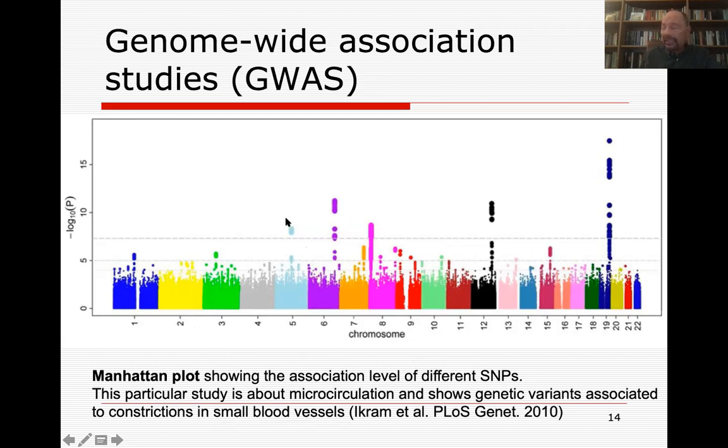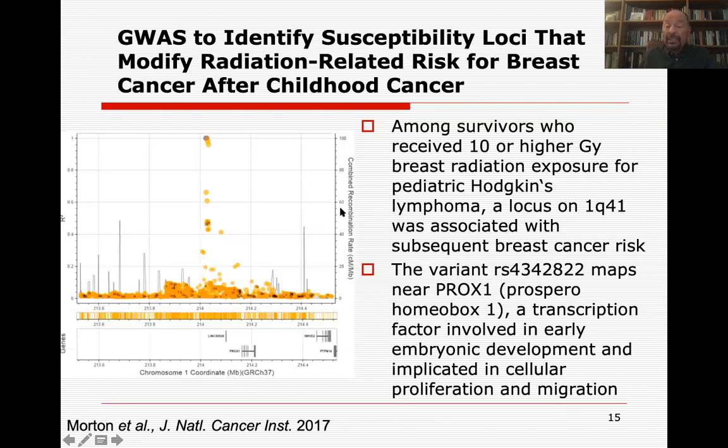Can we do this in radiation studies? This has been done recently in patients treated with radiation when they were children, so in pediatric tumors. In particular, this is a study on Hodgkin's lymphoma, where essentially you have to irradiate the chest. So you also irradiate the breast. You can give a very high dose to the breast, 10 gray or higher, breast radiation exposure.